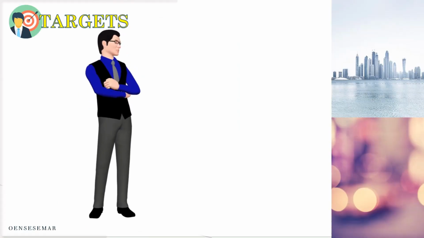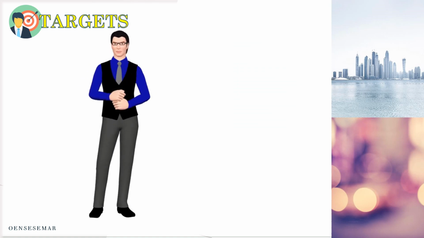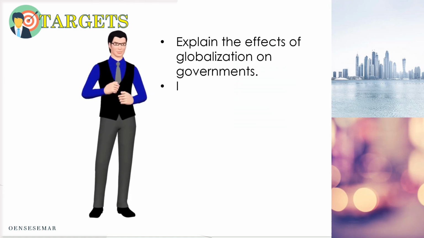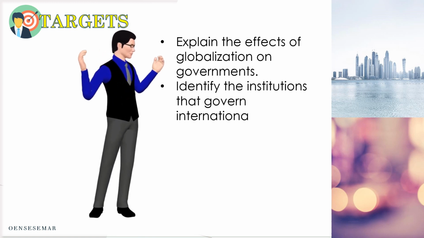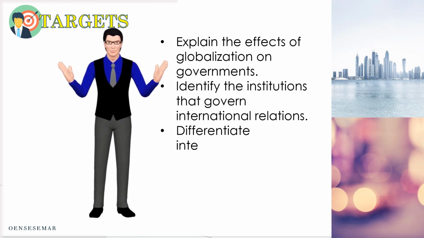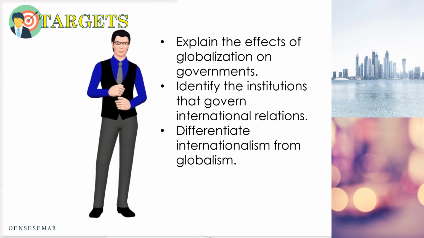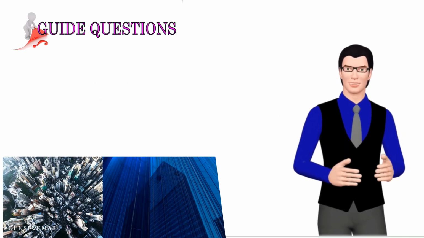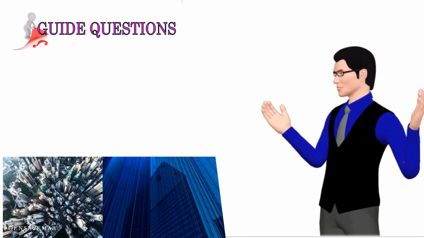This lesson's learning competencies are: explain the effects of globalization on governments. Identify the institutions that govern international relations. Differentiate internationalism from globalism. To evaluate your understanding of the lesson, you are to answer the following guide questions.